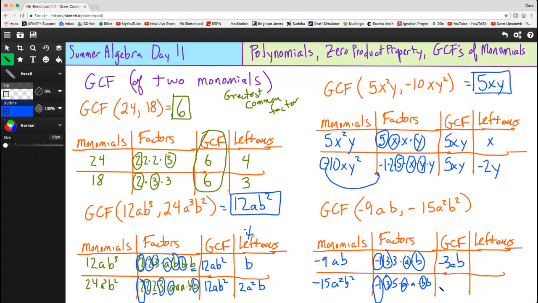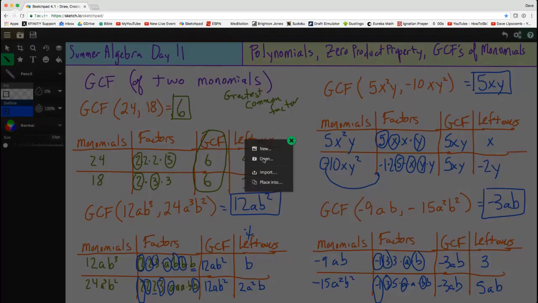-3ab, and our leftovers on top are 3, and on bottom it's 5ab. So our GCF is -3ab, right? A GCF will only be negative if everything's negative. Otherwise, you won't have your matching -1s. Okay, one more page, 2 more GCFs, and then we're done.